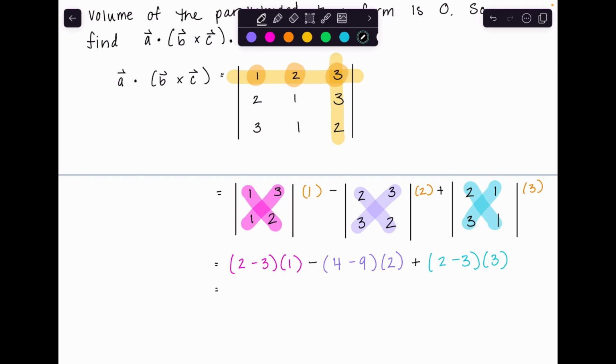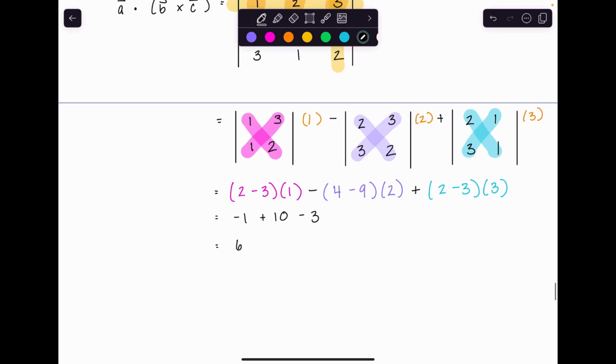So 2 minus 3 is negative 1 times 1. 4 minus 9 is negative 5 times 2 is negative 10, but that minus out front turns this to plus 10. 2 minus 3 is negative 1, and then times 3 is minus 3. So really this gives you 10 minus 4, which results in 6. So what that means is the volume of the parallelepiped formed by these is positive, so it does have to form a 3D shape. So because of this, the vectors are not coplanar.